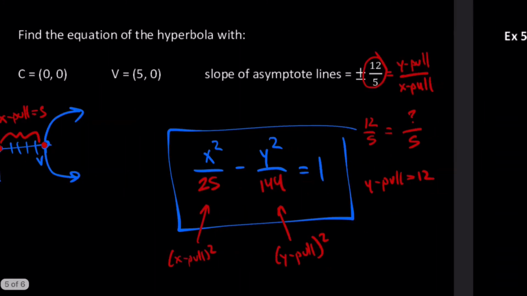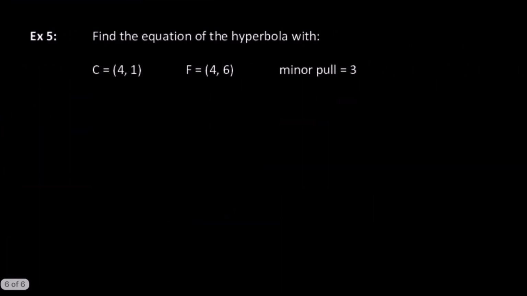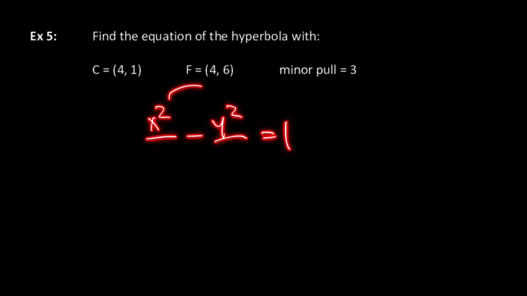Okay, one more, last one. Find the equation of the hyperbola with the center at 4, 1, a focus at 4, 6, and a minor pole equal to 3. All right, so again, I don't know if it's going to be an x squared over something minus a y squared over something equals 1 or the other way around.